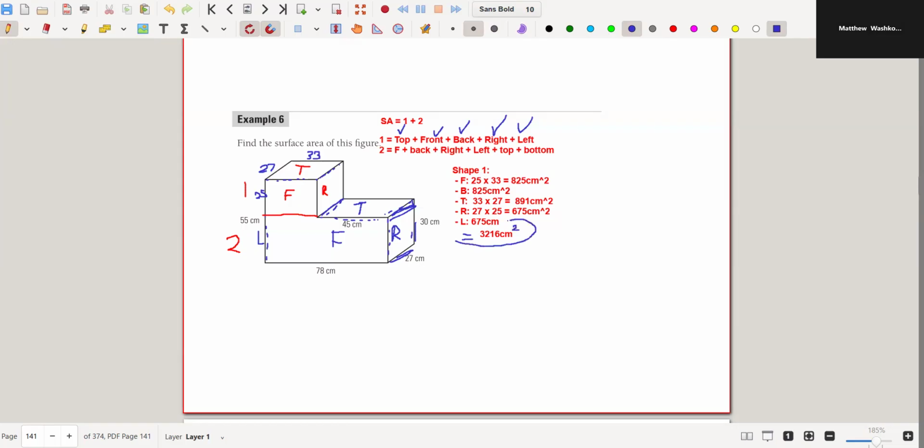Now you might be asking, but Matthew, you didn't show your work. Didn't I? Up here, this is adequate work. If you have these numbers here, I'm going to know how you got to 3,216. But I do recommend that you do this here. Don't actually write down 825 plus 825 plus 891. You can if you want, but I do want you to show this type of work up here. So let's do shape 2 now.